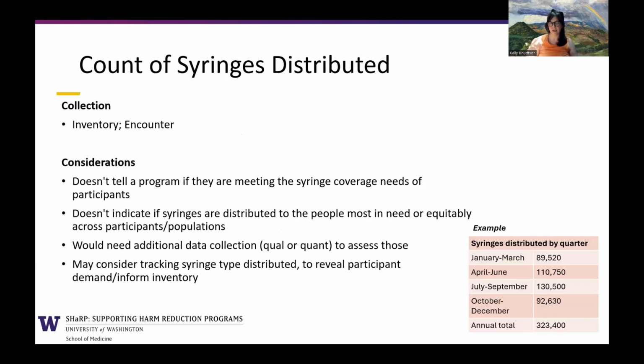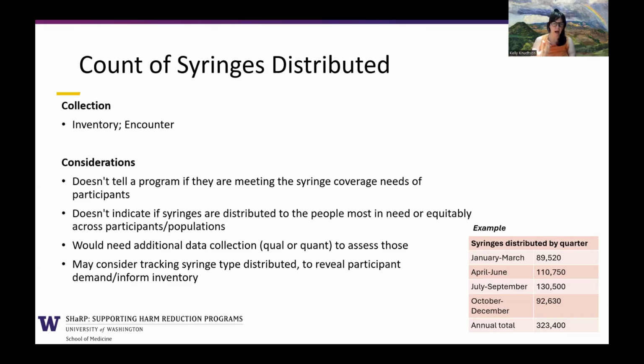The next section is collection, which includes thoughts about methods and considerations for how the indicator should be collected. Count of syringes is pretty straightforward. Mostly it's going to be collected either with an inventory or an encounter system. I'm not going to go in depth into what those are. Most people are using one or a combination of those.